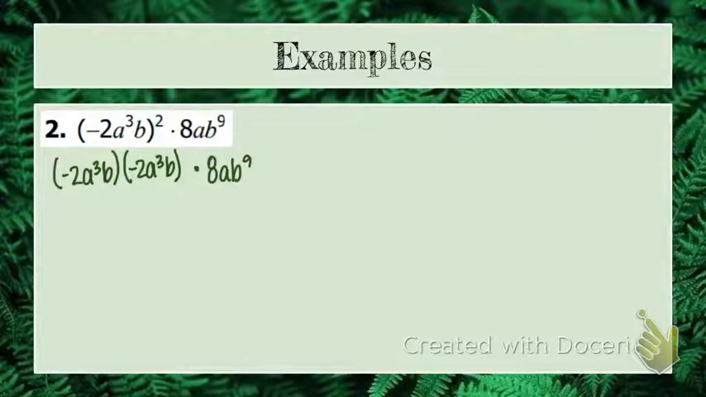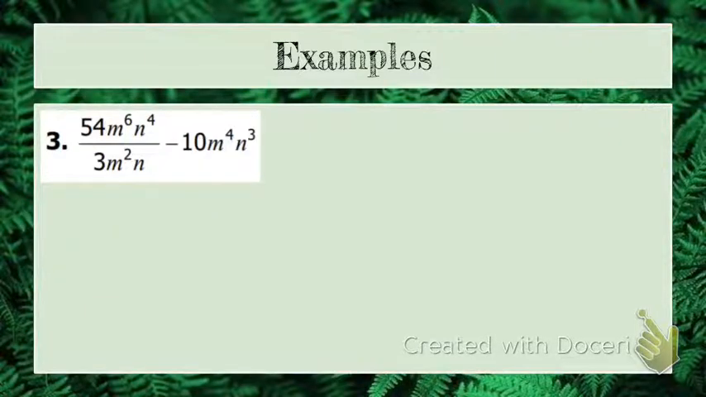So again, when we multiply monomials, we take each little piece and multiply it together. So negative 2 times negative 2 is positive 4. A cubed times a cubed is a to the 6th because we add those. And b times b is b squared. And then we need to multiply that by 8ab to the 9th. So 4 times 8 is 32. A to the 6th times a is a to the 7th. And b squared times b to the 9th is b to the 11th power.